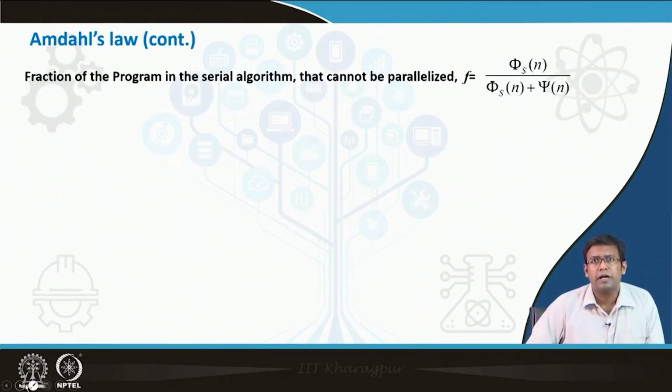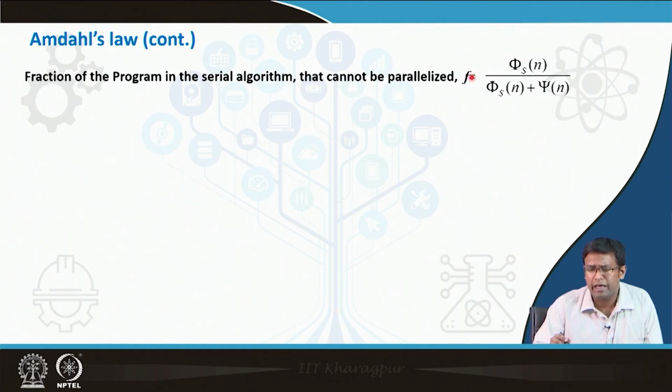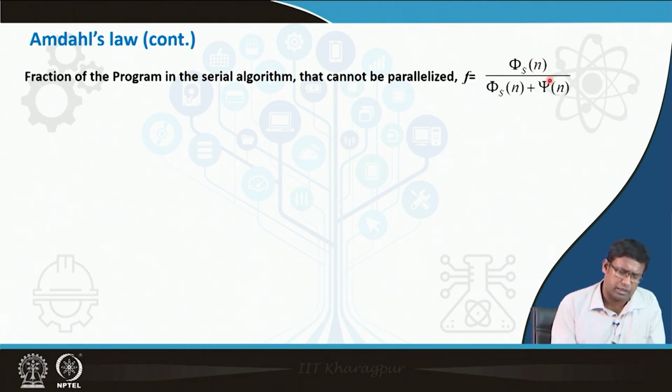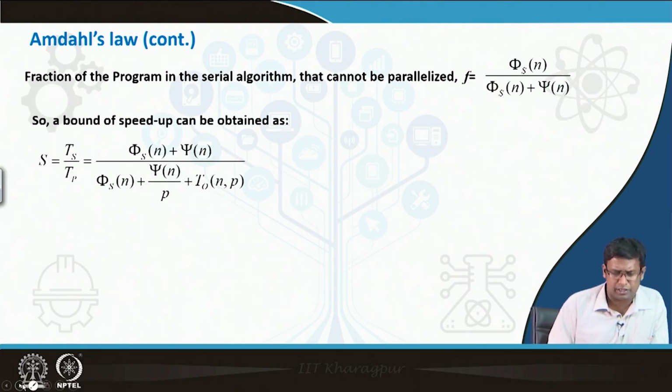Now we assume that the sequential part of the program, the time requirement for that, is f for the entire program time. The total time of the sequential run is ψs plus φs plus ψn, and the sequential time is φs, and f is the fraction of the program of the serial algorithm which cannot be parallelized, the ratio of the sequential time divided by total time, which will help us to parameterize the previous expression.